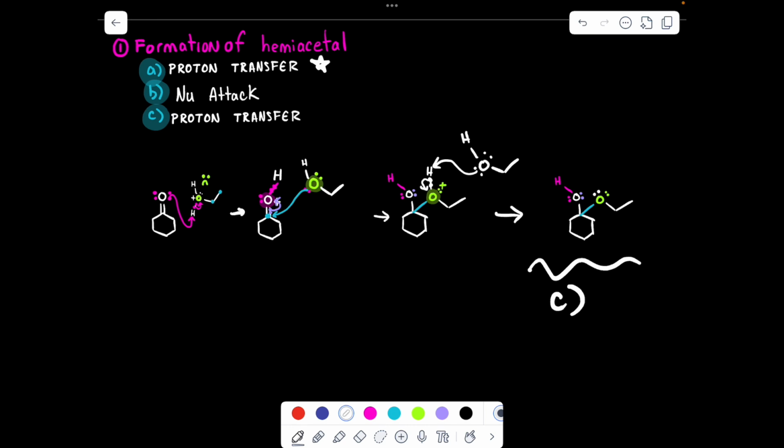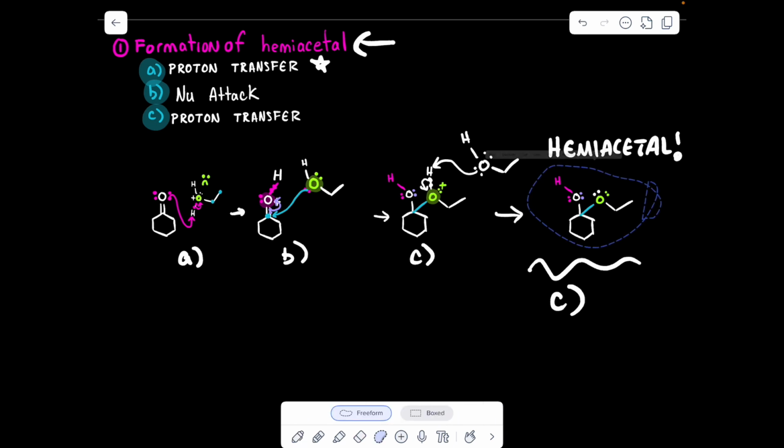So going back to the very beginning of part 1, we have a proton transfer. This is part A. Then we have nucleophilic attack, that is part B. And then we have another proton transfer, part C. And what do we get? We get our hemiacetal, which is the point of part 1, the formation of the hemiacetal. Boom! So now all we got to do is step 2, which is the formation of the acetal.